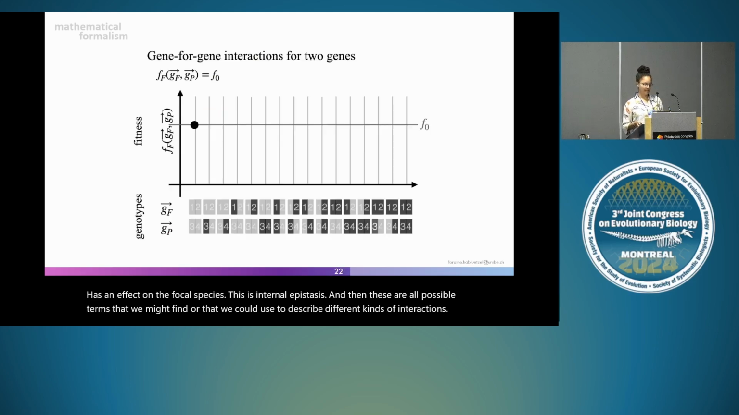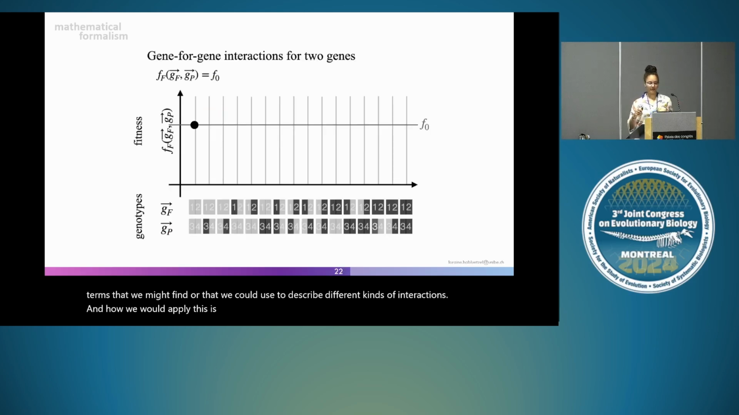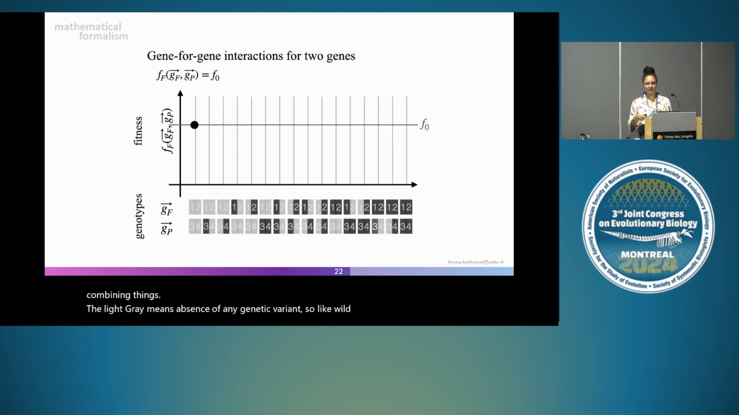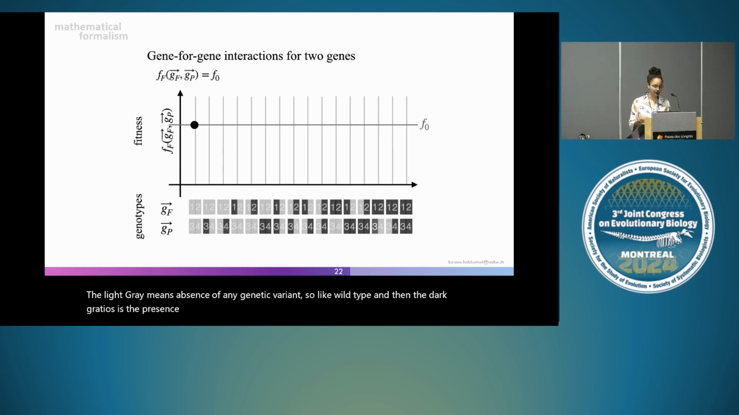And how we would apply this is something like this. So again, on the x-axis, I have the different genotypes. In the top row, I have the focal genotype of the species I'm interested in. And then in the bottom row, I have the partner genotypes. And then I'm just combining things. The light gray means absence of any genetic variant, so like wild type. And then the dark gray shows us the presence of a mutation, for example.